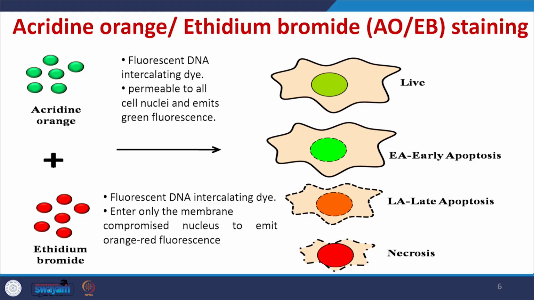Let us learn about acridine orange ethidium bromide staining. So, this is one of the simple methods for understanding the apoptosis. Here we are going to use a combination of two dyes. One is acridine orange, the other one is ethidium bromide. Acridine orange is a fluorescent DNA intercalating dye, and it is permeable to all cell nuclei and emits green fluorescence. You can see here the live cells appear green color, and when the cells undergo apoptosis, during the early stage of apoptosis, there are changes in the cell nucleus and cell organelles, due to which the cells at early apoptotic stage appear bright green.